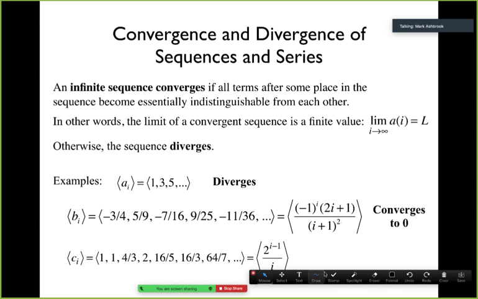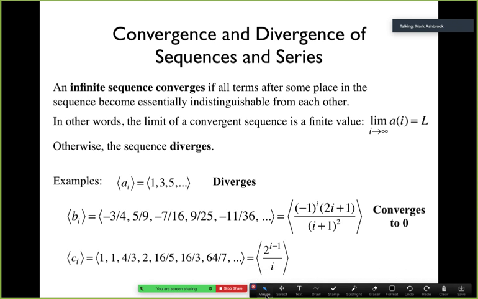All right, here's this last one. How about this? 2 to the i minus 1 over i. Let's look at the terms: 16 fifths, 16 thirds, 64 sevenths.